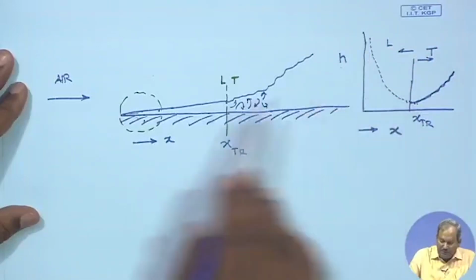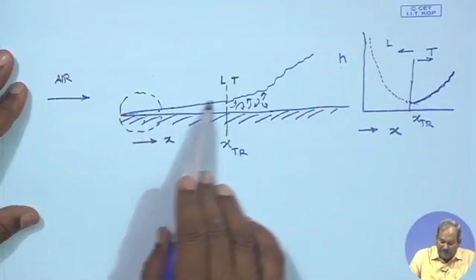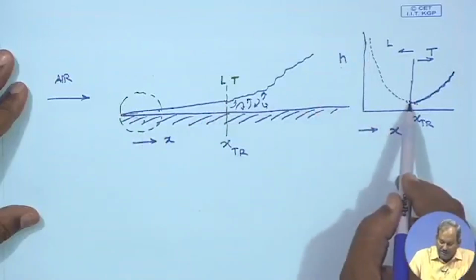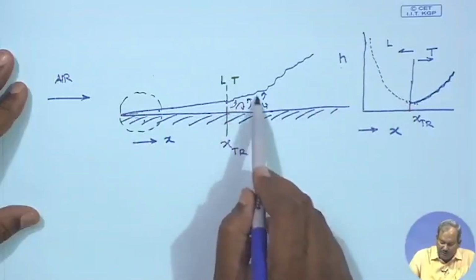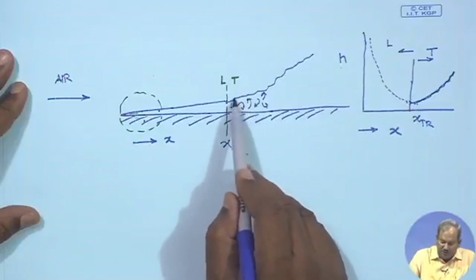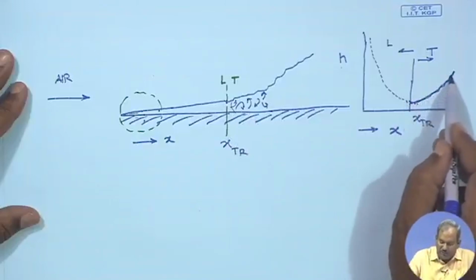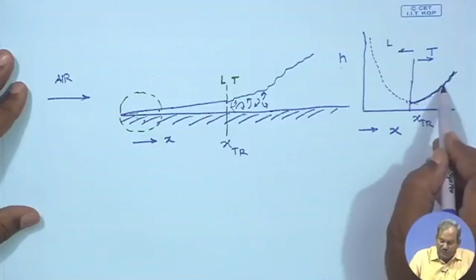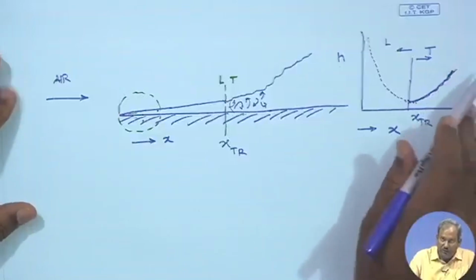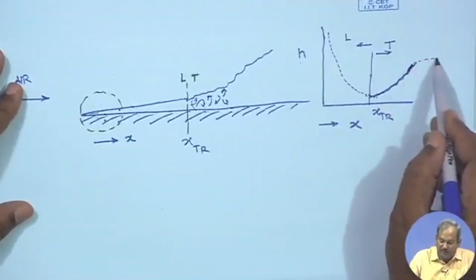In the laminar flow the value of H decreases as the thickness increases, but at this point, since you are going to have a lot of intermixing, heat transfer is going to be enhanced and you are going to have turbulent flow, and the heat transfer coefficient starts to increase and it will reach some sort of a plateau after that.